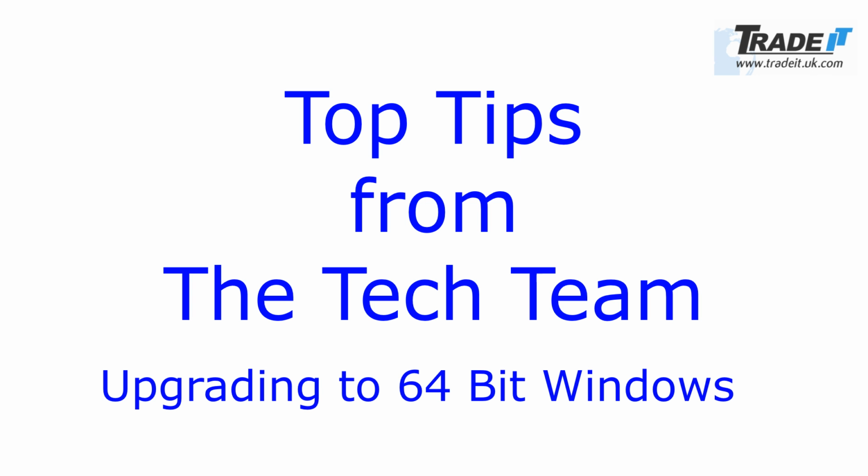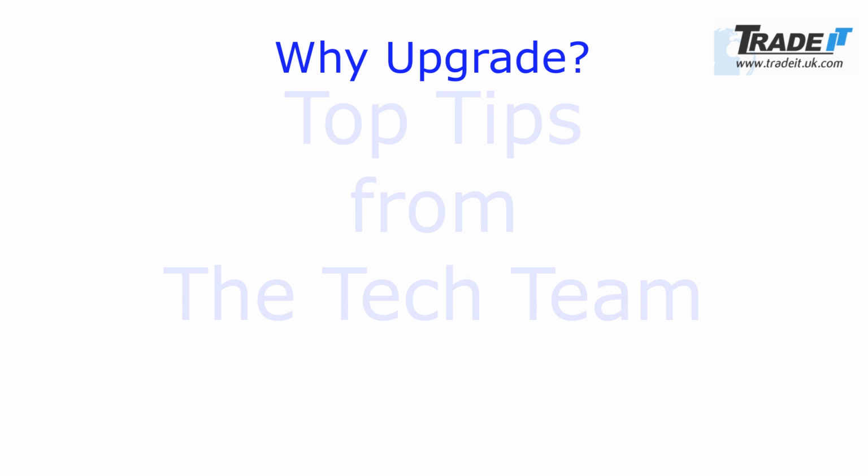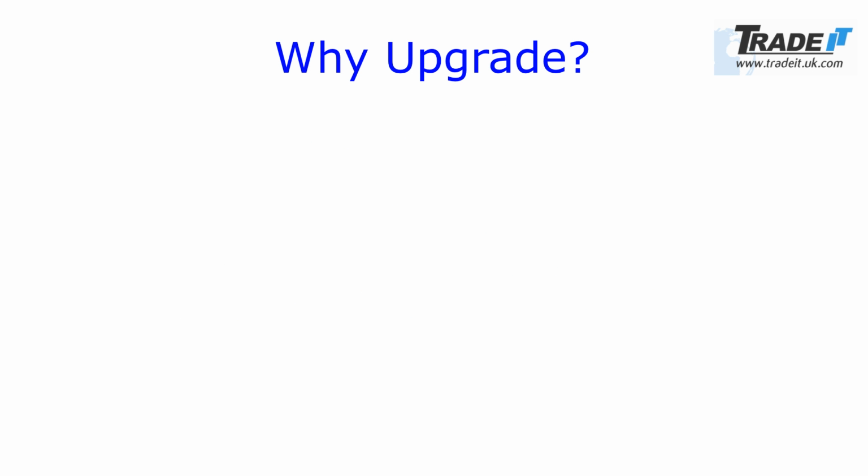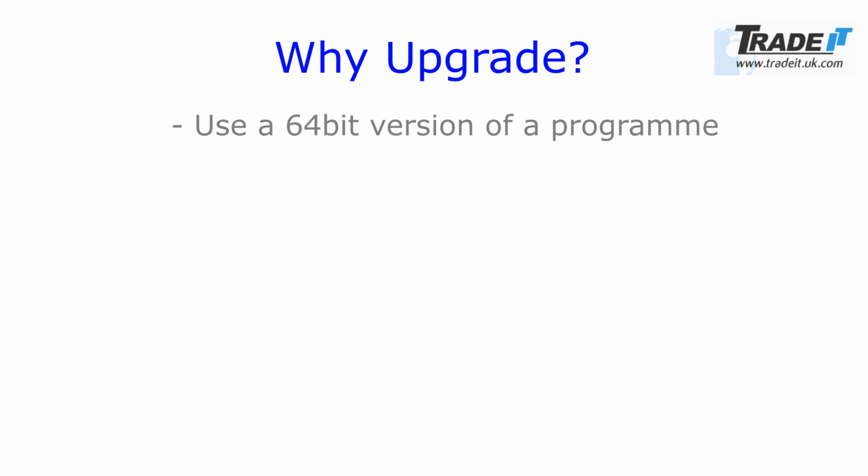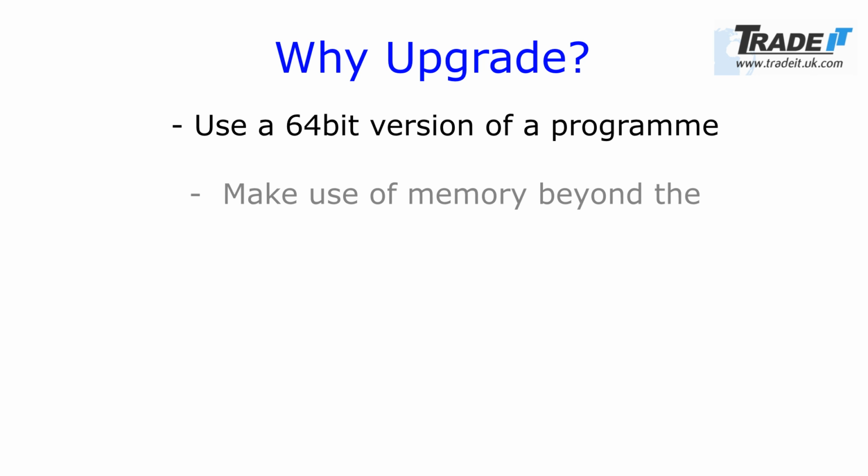So you're thinking about upgrading to a 64-bit version of Windows so that you can run 64-bit versions of software programs, or so that your PC can make use of additional memory beyond the 3.5 gigabyte limit of the 32-bit version of Windows.